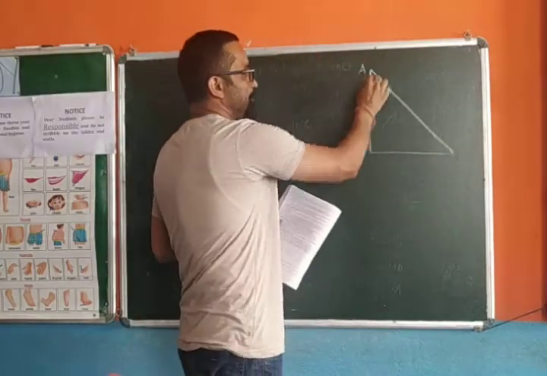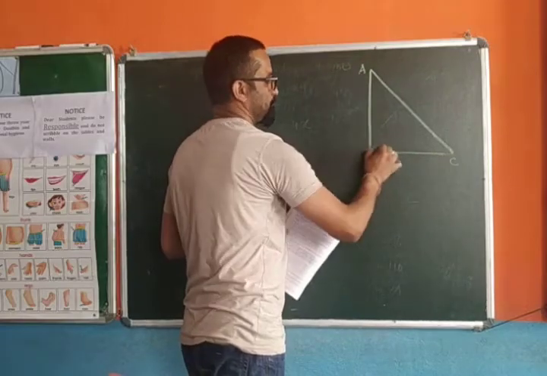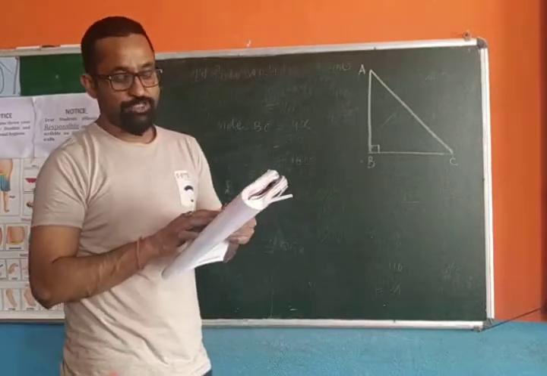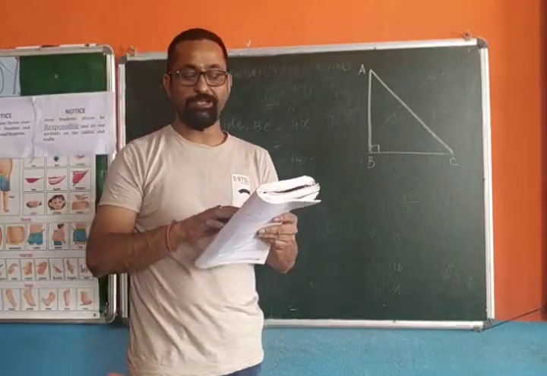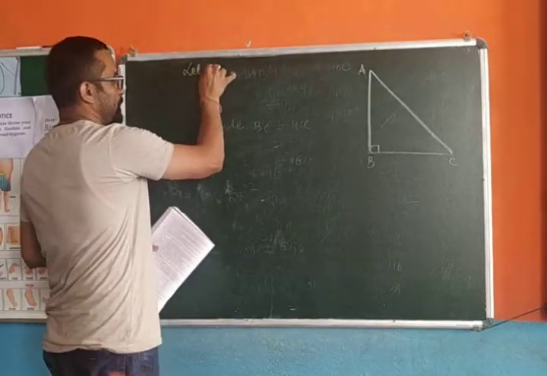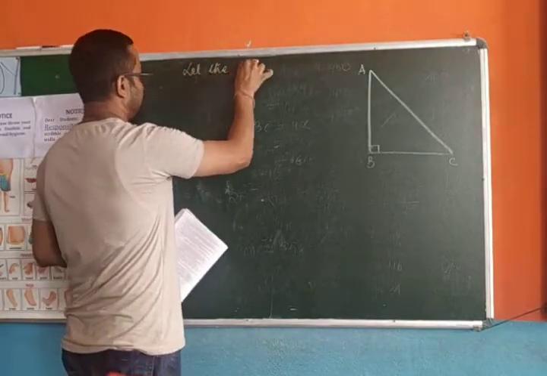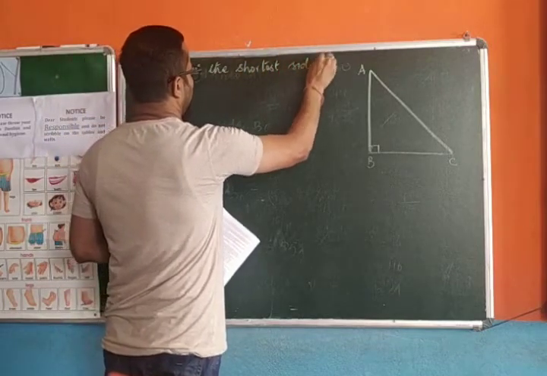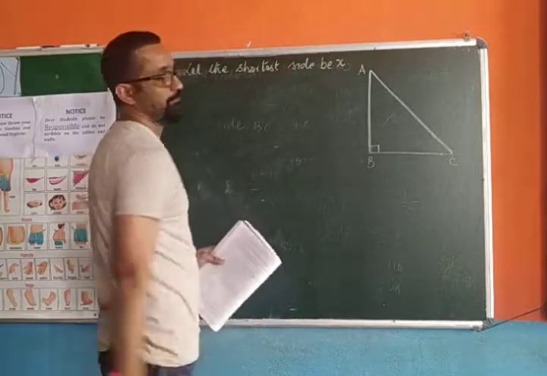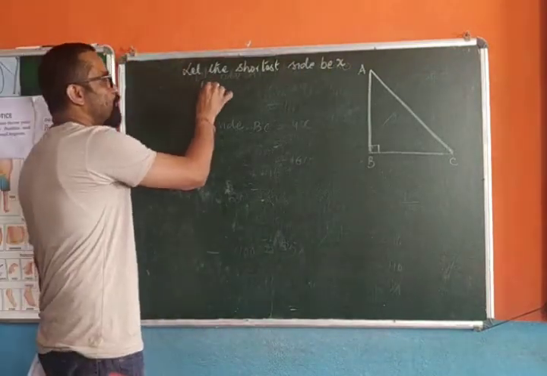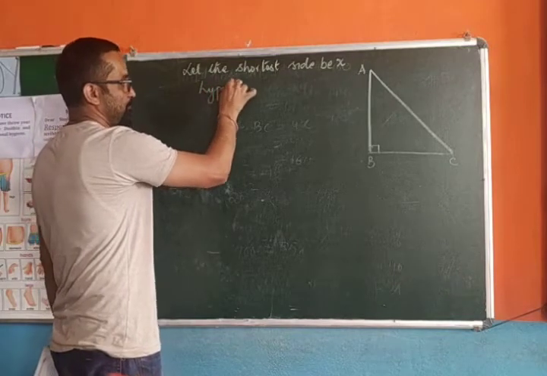Name it as ABC. And then do the assumption. Hypotenuse is 6 meters more than twice the shortest side. Let the shortest side be x. So once we take the shortest side as x, we can calculate the hypotenuse.